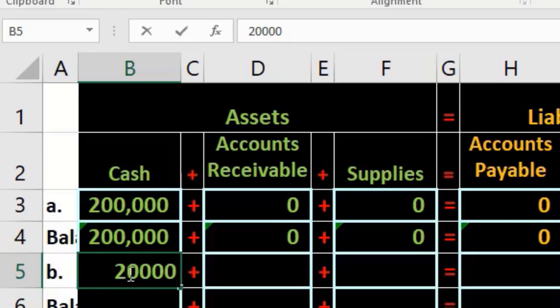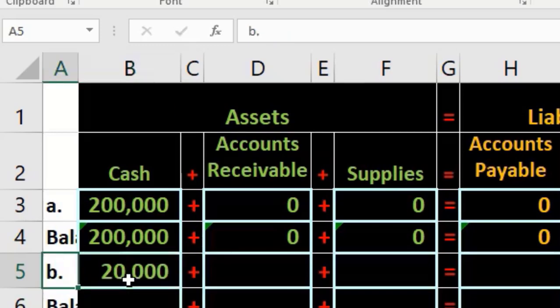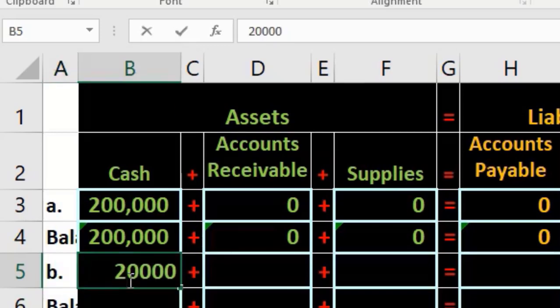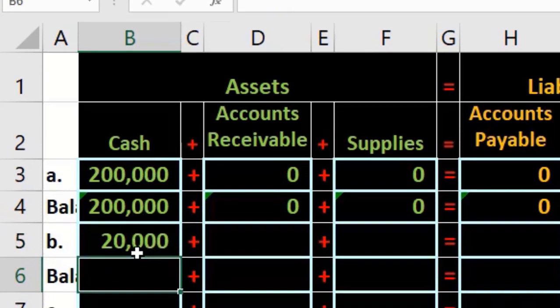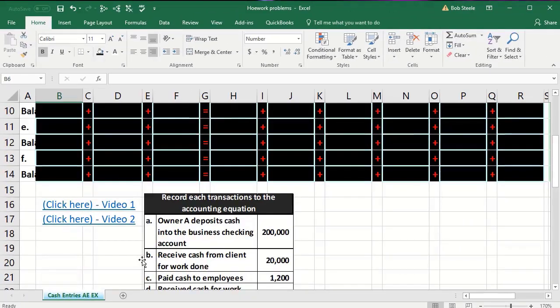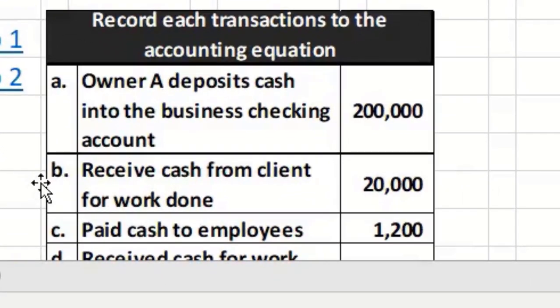Notice I'm in the cell right now. If I do an arrow or something like that, I'll be off the cell. But when I'm in the cell, it's not formatted. If I want to get off the cell, I have to select enter or tab, and that will then format the cell. Now we're no longer on the cell. Just keep in mind, if you're in the cell and trying to move around, you have to hit enter and then you'll be able to move around.